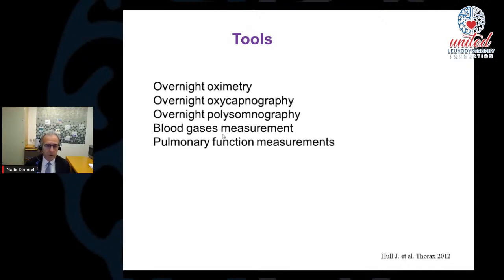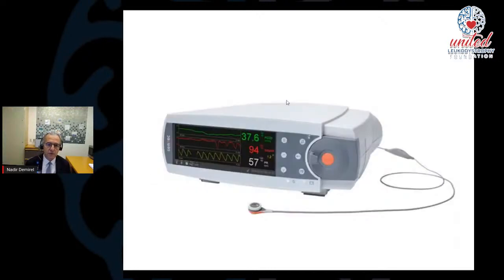The second tool is overnight oxycapnography. You probably don't know this. We have monitors that measure the carbon dioxide level from the skin as well. Let me go to this slide because this is the monitor we use here. When you look at these numbers, you see the heart rate, you see the oxygen level, and you see the carbon dioxide level.